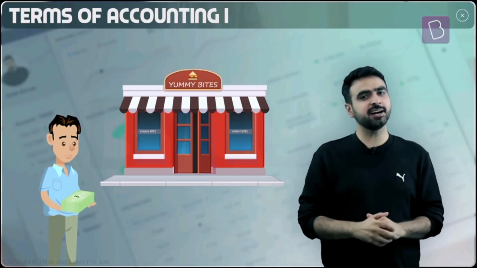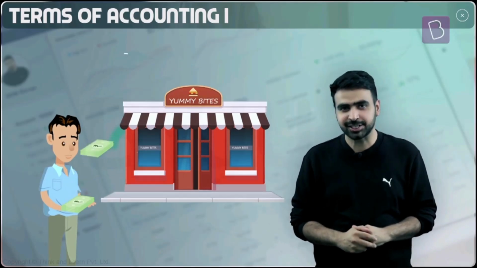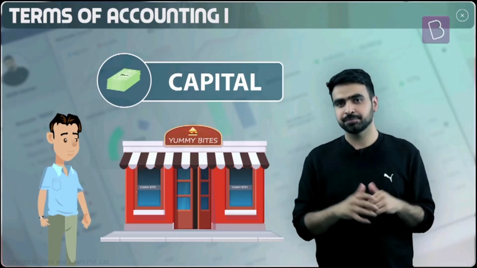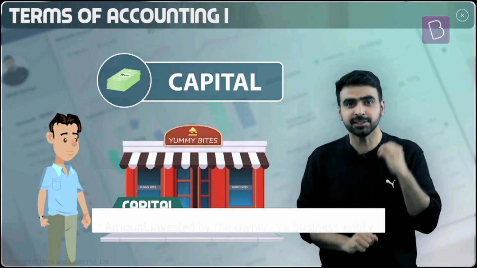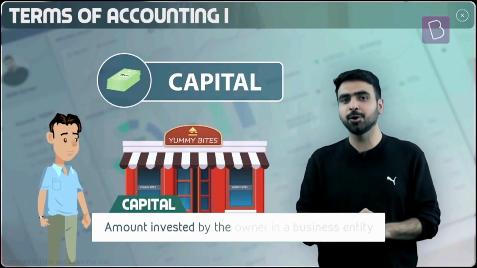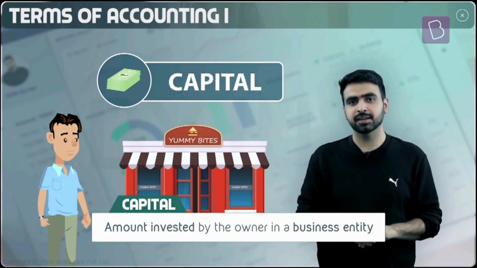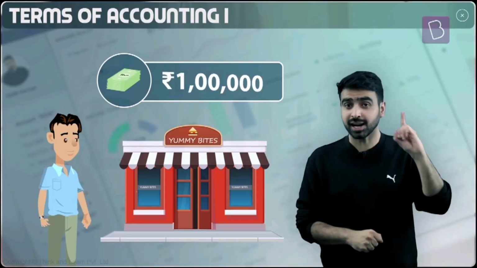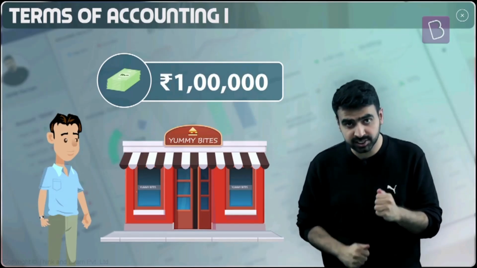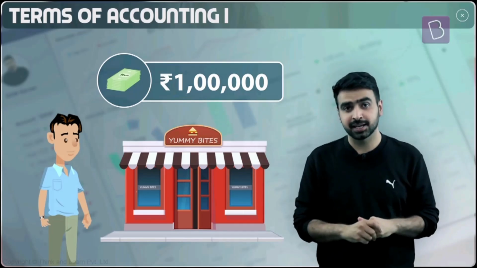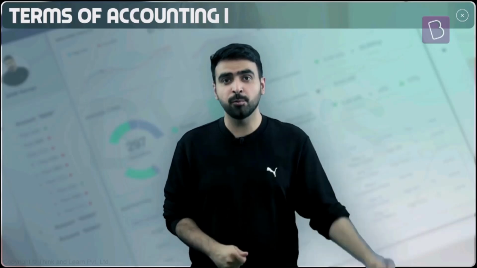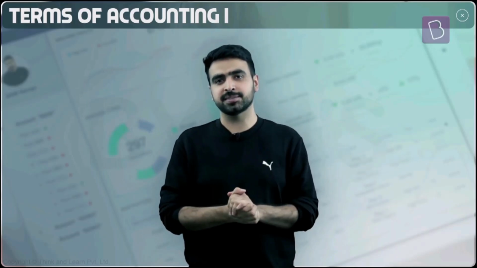Let's give this money a fancy name. Let's call it capital. Now, what is capital? Capital is the amount invested by the owner in a business entity. So Rohit invested 1 lakh rupees in Yummy Bites, which is his business entity. Let's rephrase this whole sentence. Let's say Rohit has a business entity called Yummy Bites with a capital of 1 lakh rupees.